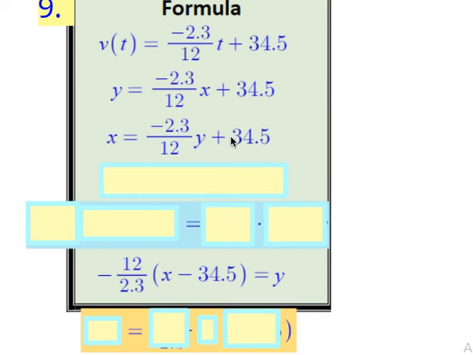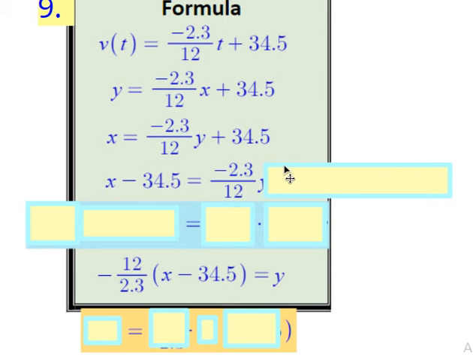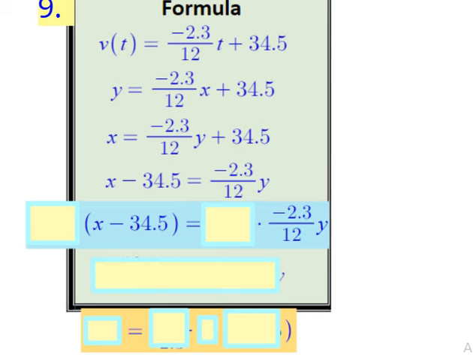So I have plus 34.5. I'm going to subtract 34.5 from both sides. So I have x minus 34.5 equals negative 2.3 over 12 y. Now, in order to get y alone, what I want to do is multiply by the reciprocal. So I put the 12 in the numerator with the negative, I put the 2.3 in the denominator, and those two things will cancel each other out. And if I do it to one side, I have to do it to the other.